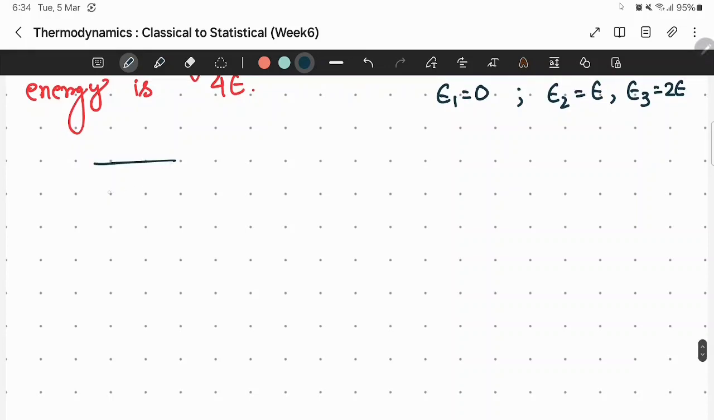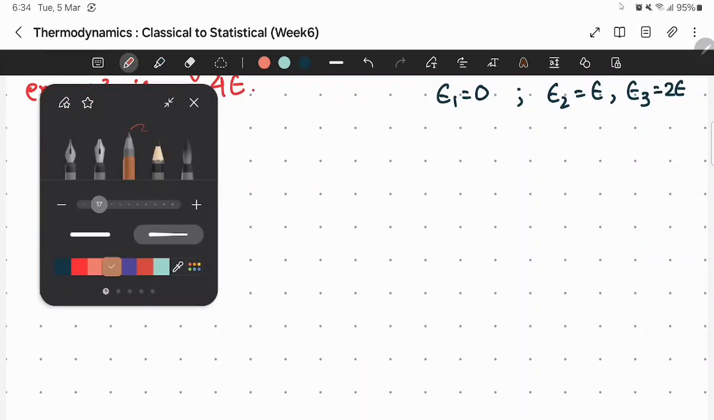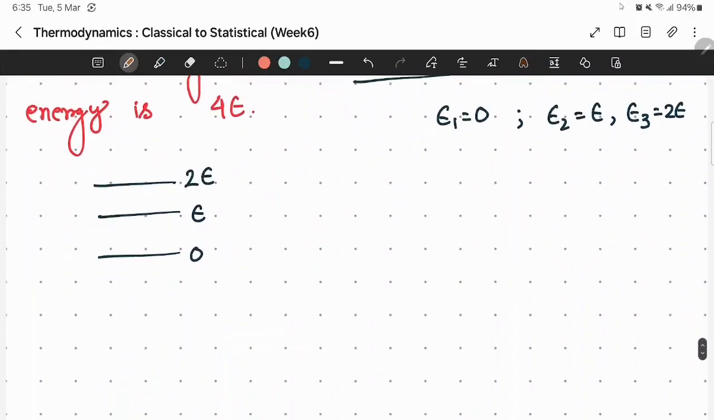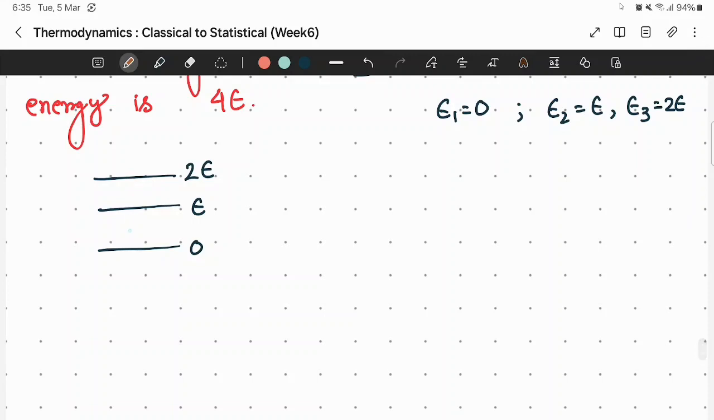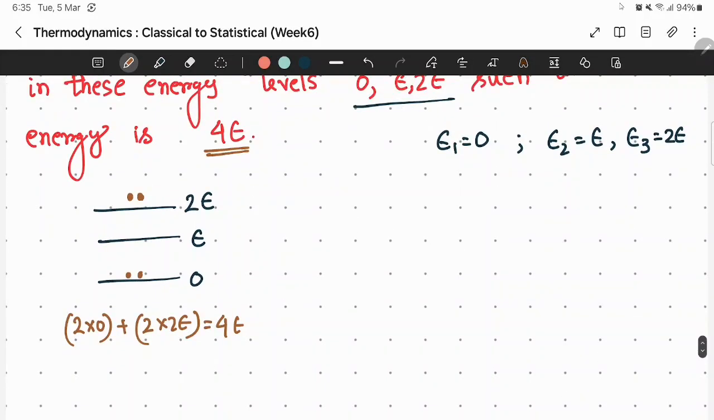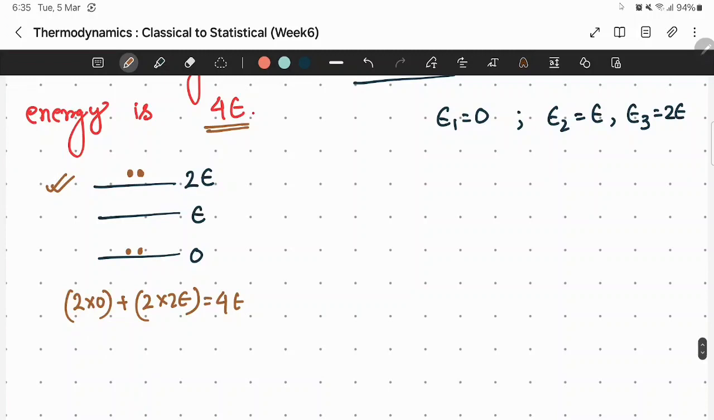So let's say the levels are 0, epsilon, 2 epsilon. What will be the arrangements? One possibility is like this: then the total energy will be 2 into 0 plus 2 into 2 epsilon, so essentially it is 4 epsilon. Total energy must be 4 epsilon. So this is one occupation, one orientation. We have to find out the number of orientations.